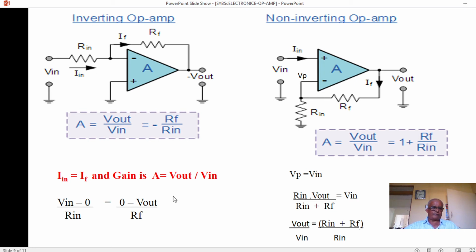Now the most important relation from this chapter is the gain of the inverting op-amp, A, equal to output upon input, and it is nothing but the ratio of feedback resistance upon Rin, with a negative sign. This negative sign is also important because it indicates that it is inverting. Negative means opposite, opposite means inverting. So the gain of the inverting op-amp is negative, and it is the ratio of feedback resistance to the input resistance. It doesn't depend on the voltages, but on the resistances that we select.